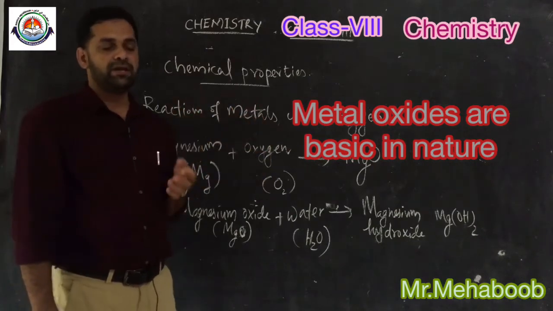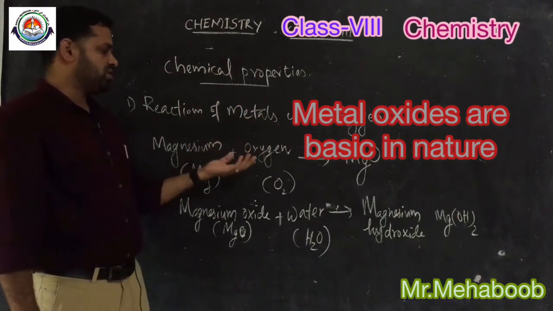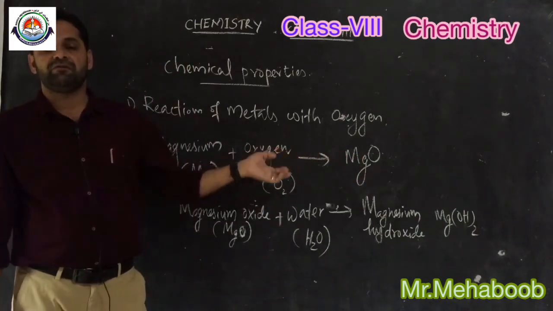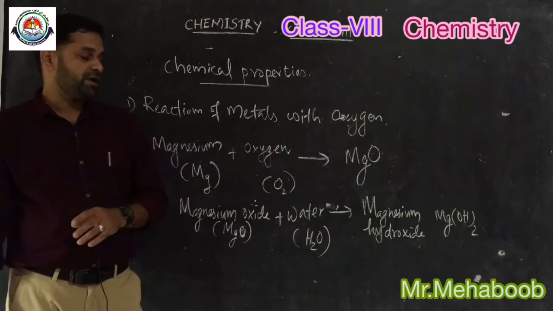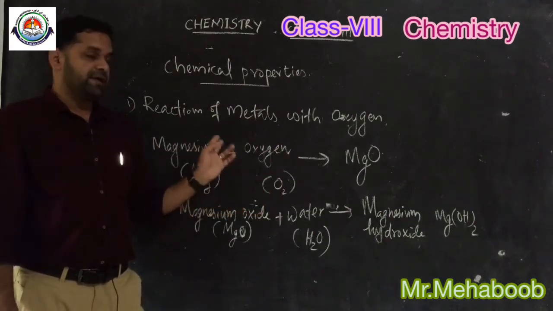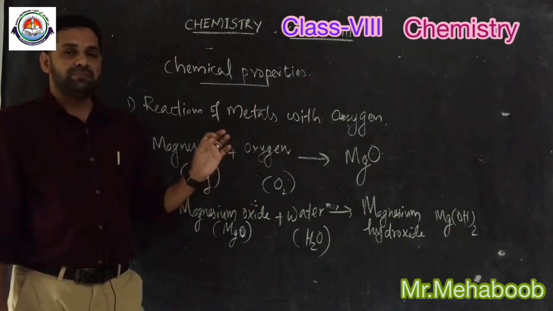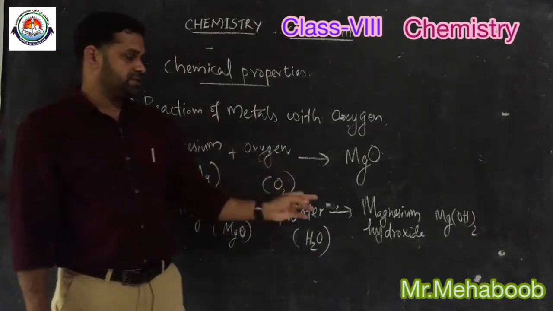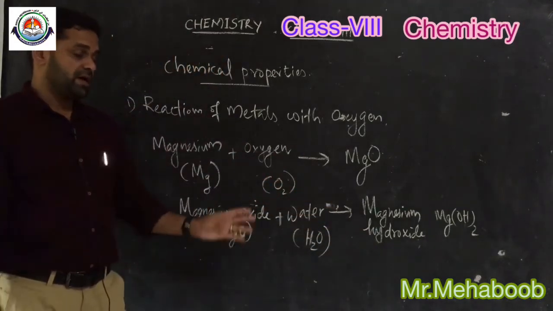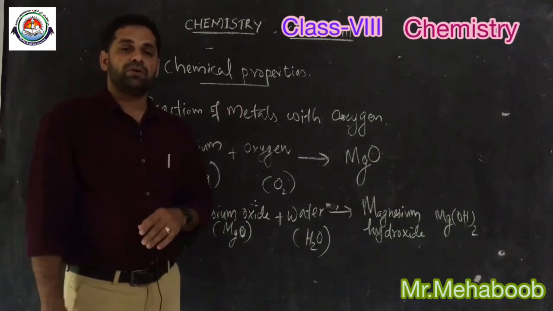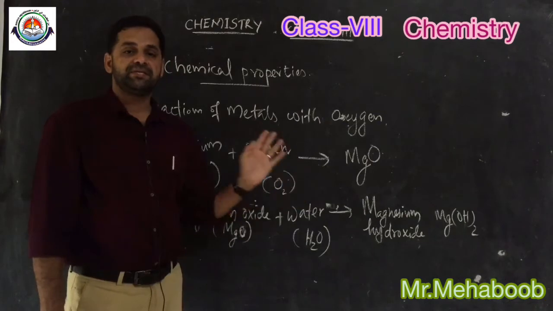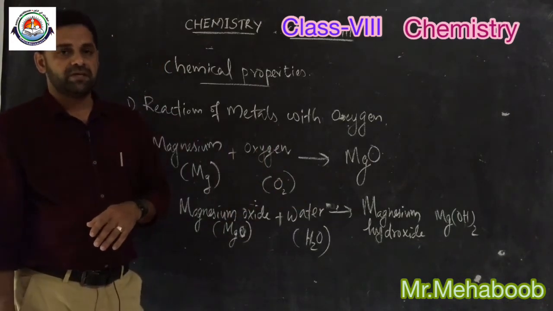You can do this experiment. When we burn magnesium with oxygen, it forms magnesium oxide, and when we dissolve that magnesium oxide in water, it produces magnesium hydroxide. And we can test whether it is acidic or basic using litmus paper. When we dip red litmus paper in this magnesium hydroxide, the red litmus paper changes into blue. It means metal oxides are basic in nature.